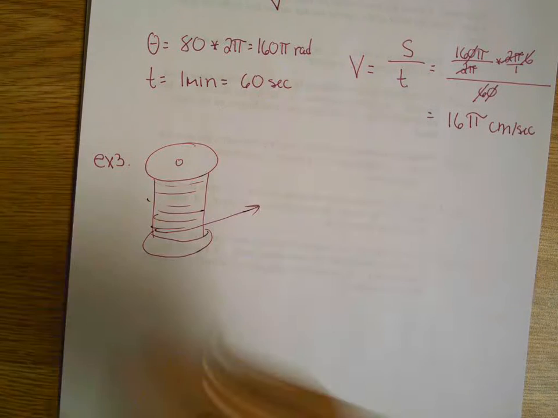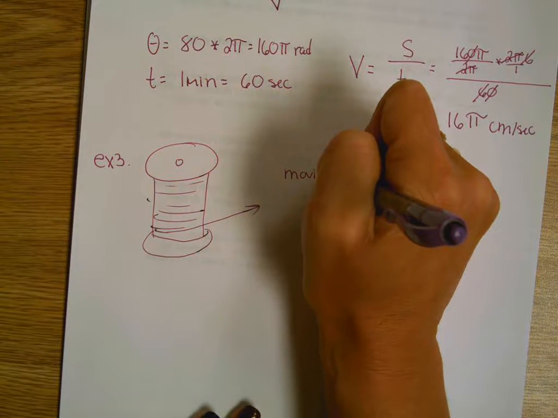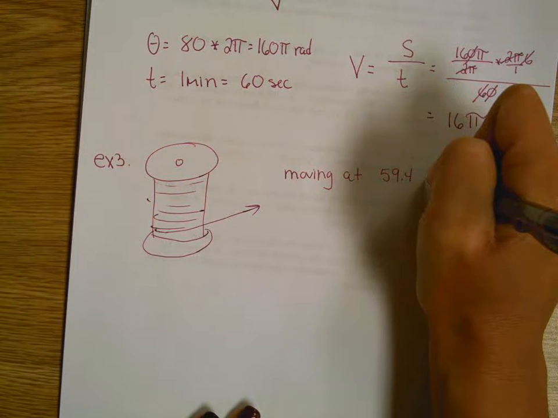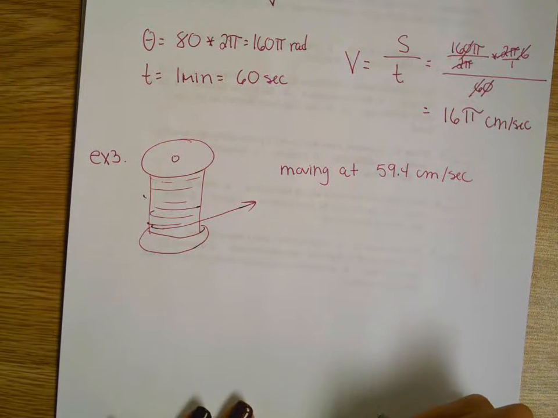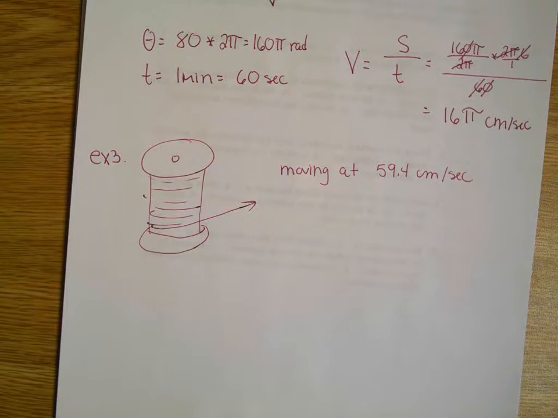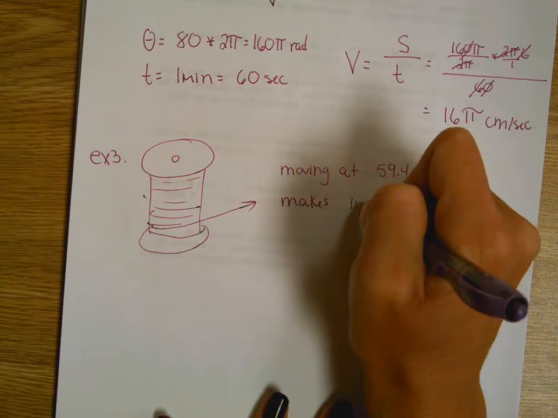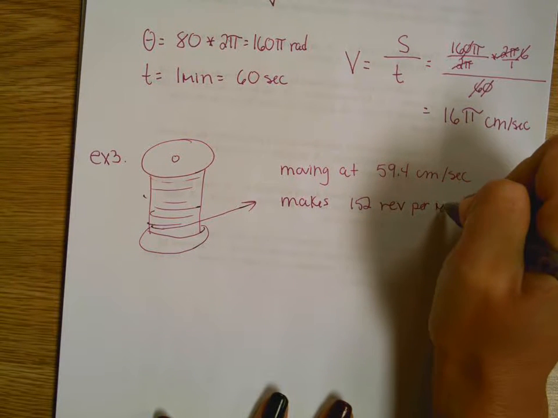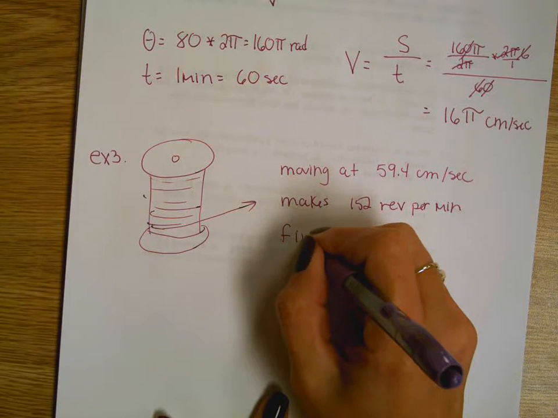Okay, the spool of thread, as it's going through the machine, it's moving at 59.4 centimeters per second. So every second, about 60 centimeters of thread is coming off that spool. Okay? It makes 152 revolutions per minute. Can you find the radius of that spool?